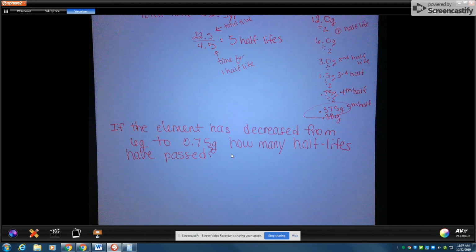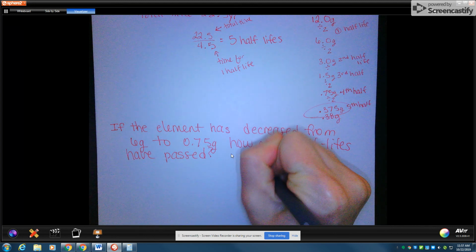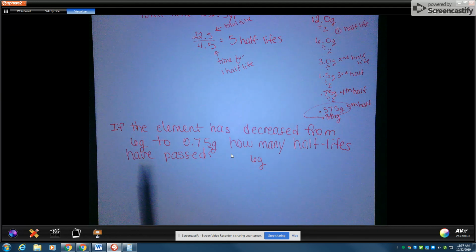Okay, the second question, if the element has decreased from 6 to 0.75 grams, how many half-lives have passed? Okay, well, we started with 6. So if we need to determine how many half-lives, we need to divide 6 by half and keep doing that until I get 0.75. And however many times I had to divide by half or divide by 2, that would tell me how many half-lives.